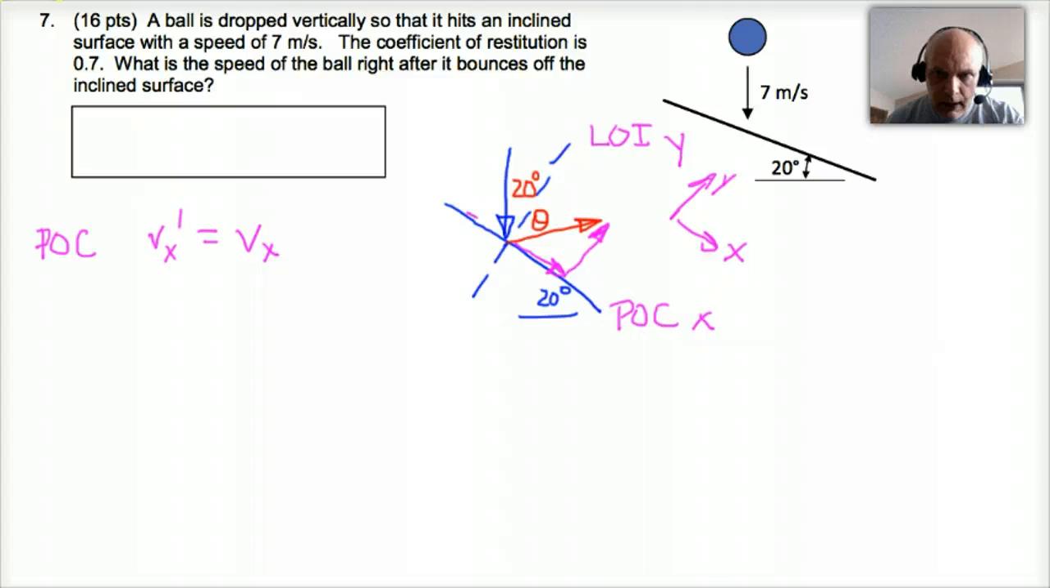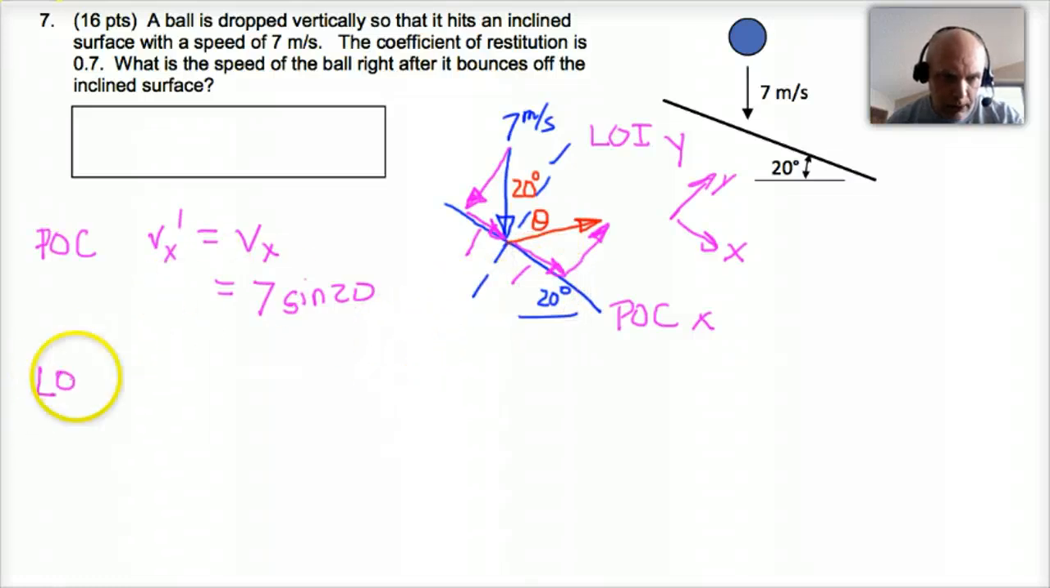Alright, if we look at the components of this vector, I'll draw them down here. So this vector and that vector are equal, and that's equal to, let's see, we had 7 meters per second. So it's 7 times the sine of 20. That gives us the x component afterwards along the plane of contact.